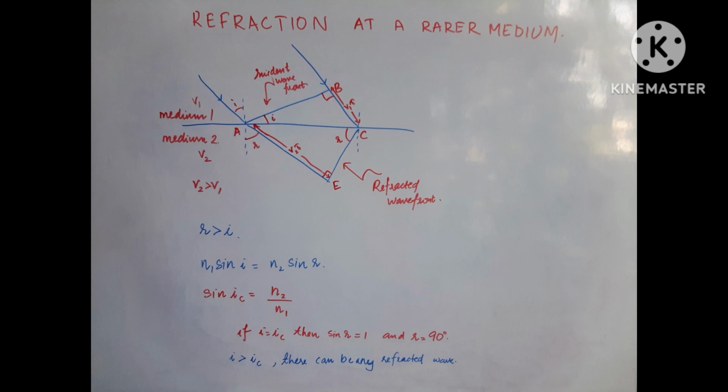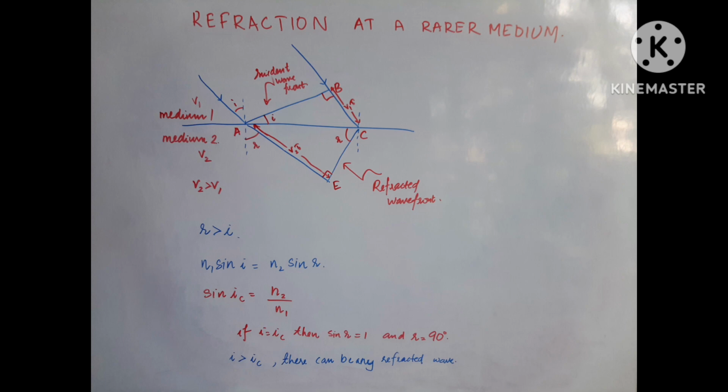Here IC means critical angle. The relation between the critical angle and the refractive index is sin IC is equal to n2 by n1. The same equation we got. So for an angle of incidence greater than IC, we can say that there is no refracted ray in this regard.